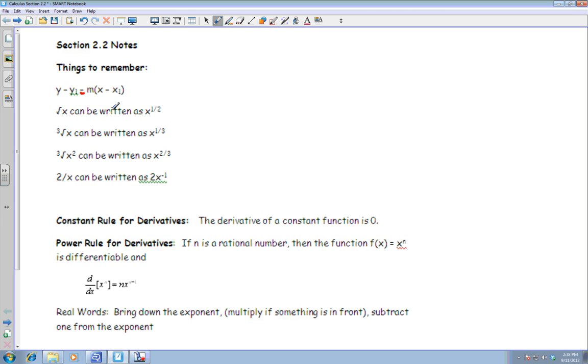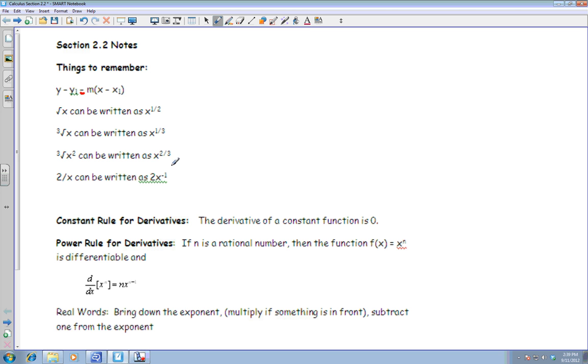Another thing that you need to remember is sometimes when I have something like this, square root of x, I can rewrite that using an exponent. So the square root of x is the same thing as x to the 1/2. The cubed root of x is the same thing as x to the 1/3. The cubed root of x squared can be rewritten as x to the 2/3.